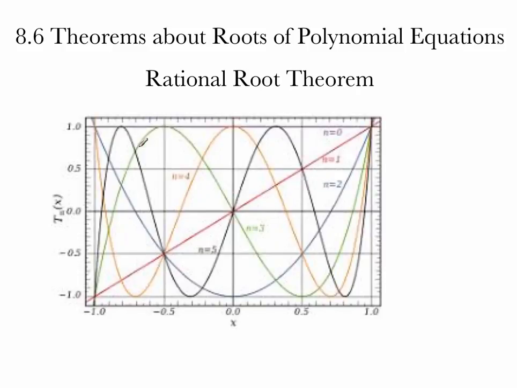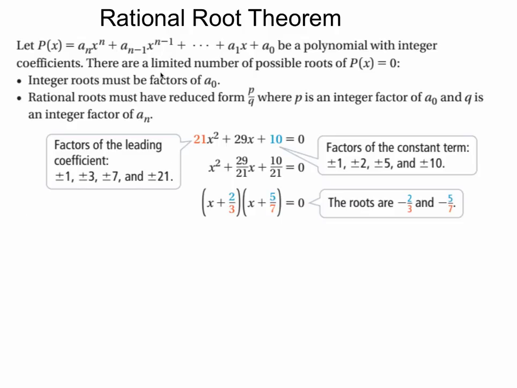The rational root theorem doesn't tell us what any roots are, but it helps us narrow down possible rational roots. So the theorem says, if I have a polynomial with integer coefficients, and this is important, so if you have a fraction in there, you're going to need to factor it out. There are a limited number of possible roots such that p of x is equal to 0. If you have an integer root, it's got to be a factor of a sub naught. This is your last term, your constant term.